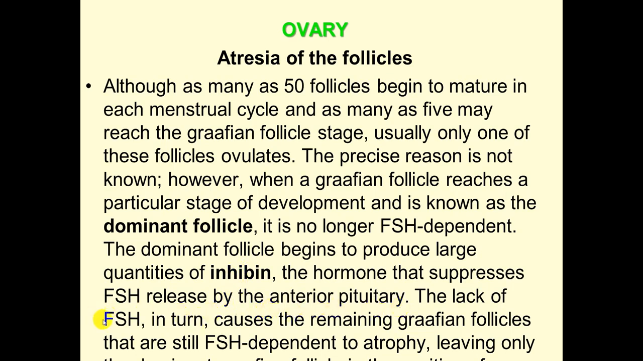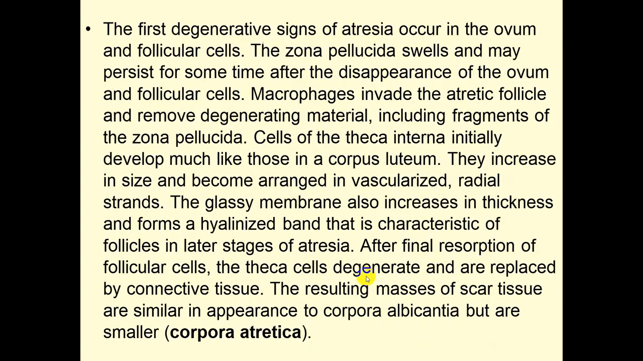The lack of follicle stimulating hormone causes the remaining Graafian follicles that are still FSH dependent to atrophy, leaving only the dominant Graafian follicle. That's why only the largest and the strongest follicle can get to the stage of the mature Graafian follicle, and even among these nearly 5 Graafian follicles, only the largest, the strongest, ovulates.